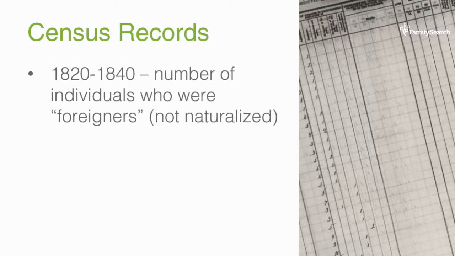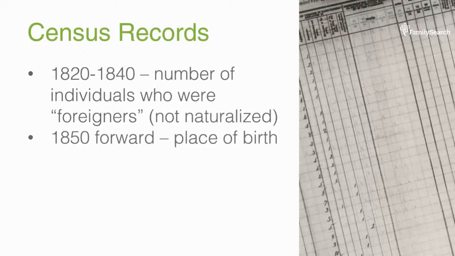Don't forget census records. Census records are one of the very first places I almost always start when I'm helping somebody with immigration, just to see what's on the censuses. So keep in mind that censuses asked a lot of information about immigration. Going back a little bit earlier in time, 1820 to 1840 actually asked for the number of the individuals in the household who were foreigners, meaning not naturalized. From 1850 forward, we get the place of birth.